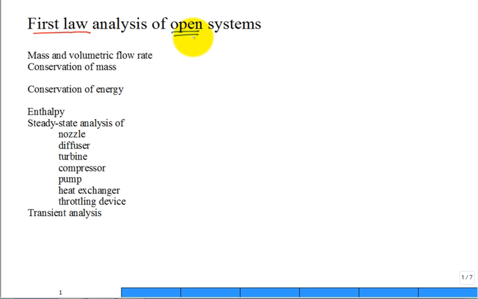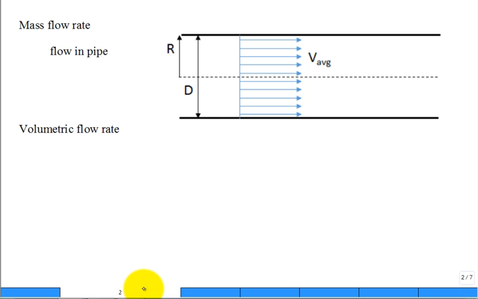What's the difference? You can have mass transfer across the boundary of your system. So mass flow in and out of the system. That's an open system. So first let's talk about flow rates.